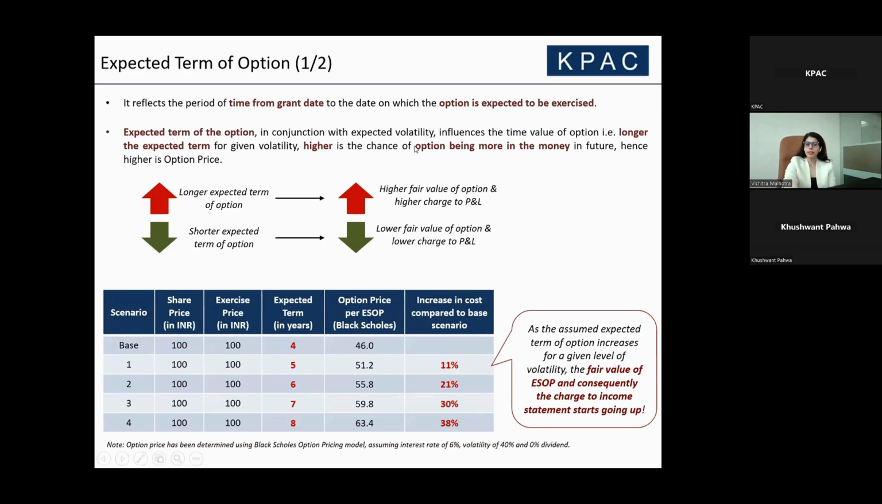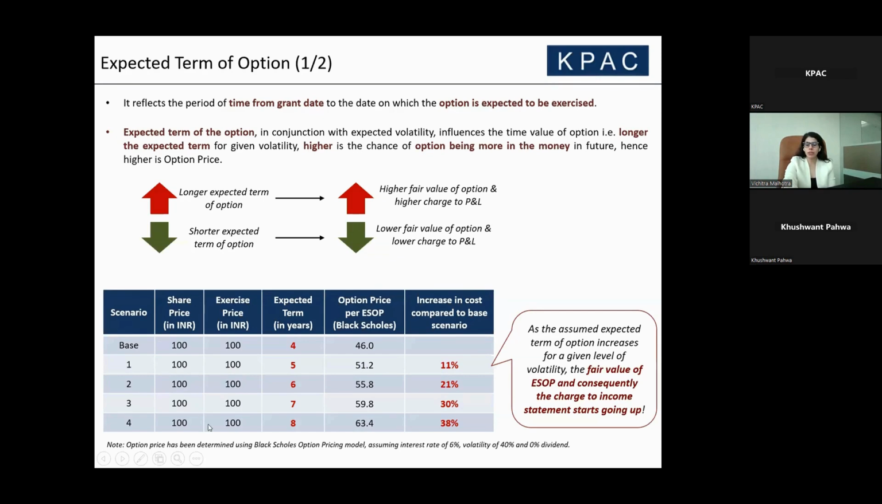Similar to volatility assumption, expected term of option is again a material assumption. In fact, used in conjunction with a high volatility assumption, a higher expected term of option will result in a higher fair value and therefore a higher charge to P&L on account of ESOP.